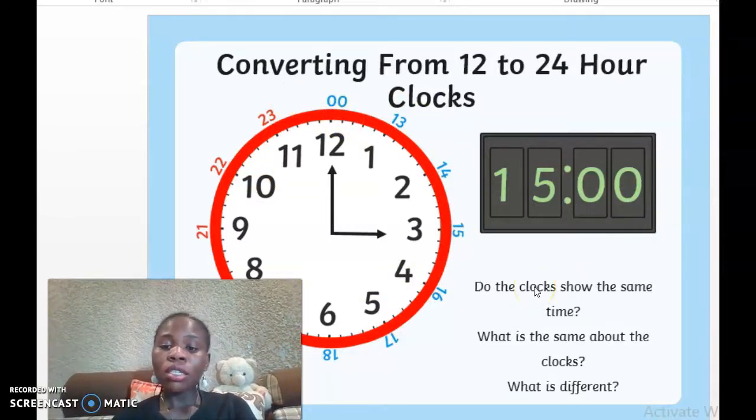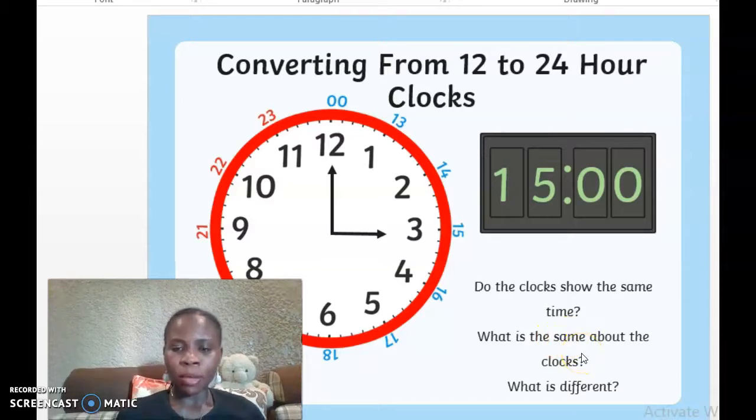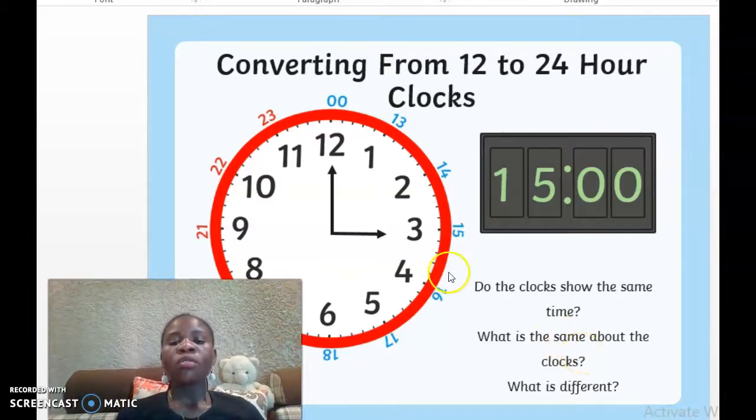Do the clocks show the same time? Like here, this is 24-hour. This is a 12-hour clock. My hour hand is pointing at 3, and my minute hand is pointing at 12 to mean 0, 0. But in digital, it will be written 15, 0, 0. What is the same about the clocks? What can you find the same about these clocks? And then what is it that you find which is different?